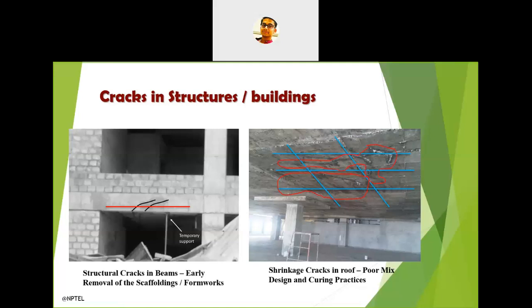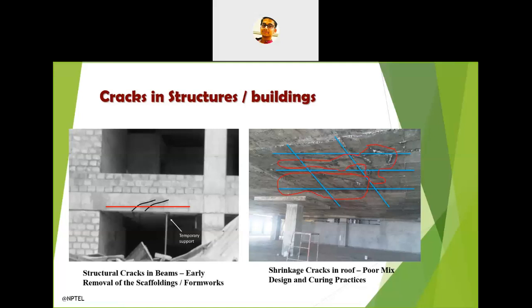So this is that example, sinkage cracks in roof due to poor mix design. It may be due to poor mix design, or it may be due to poor curing practices, or it may be due to the early removal of the scaffolding. So the cracks are very dangerous in any type of concrete structure.